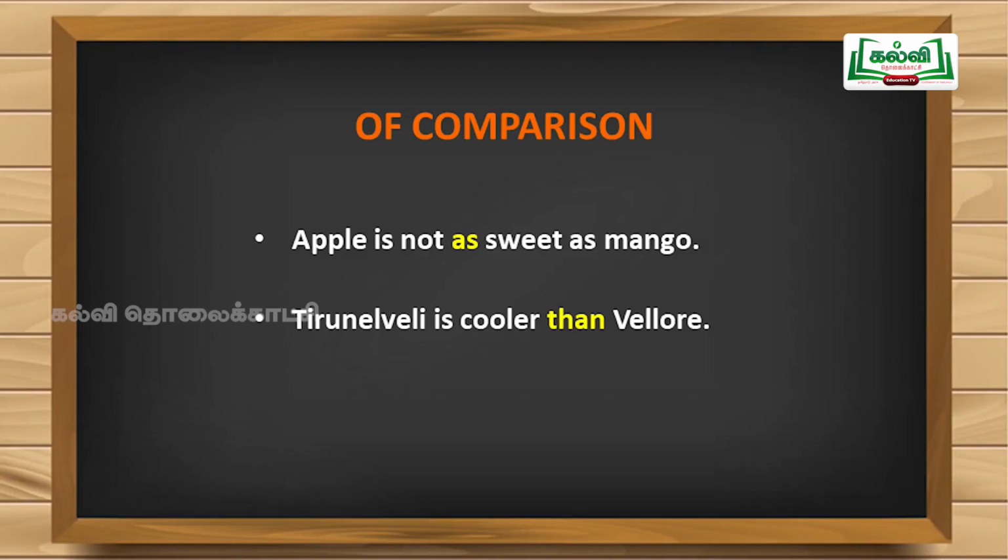Then the second one is than. So, here also we compare two things, objects, places, anything. So, Tirunelveli is cooler than Vellore. You know Vellore is very hot. So, you can say that. Similarly, Ooty is cooler than Kodaikanal. So, we can use other degrees also, higher, taller, smaller, shorter, etc.